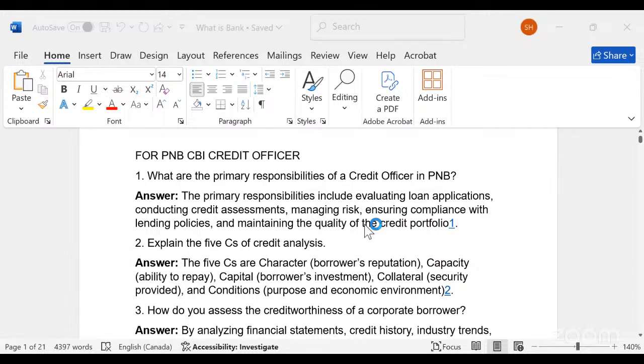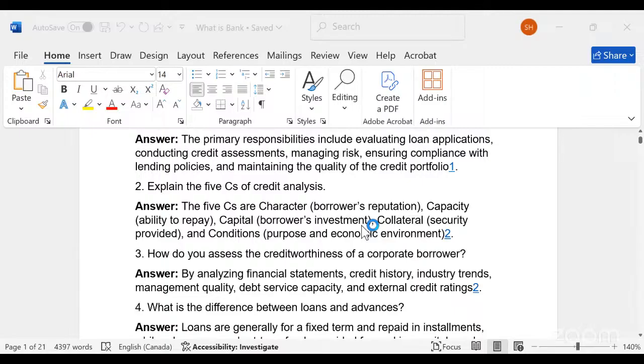The 5 C's are character, capacity, capital, collateral, and conditions. How do you assess the creditworthiness of a corporate borrower? By analyzing financial statements, history, industry trends, management quality, debt service capacity, and external credit ratings.